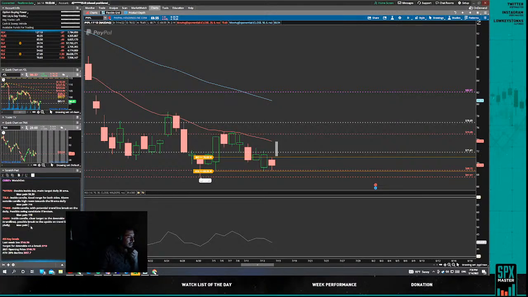Max pain on DASH is 70. So if you notice, right now it's almost at it, so I wouldn't expect that much. DASH is not a very optimal play, guys, but keep it in mind.